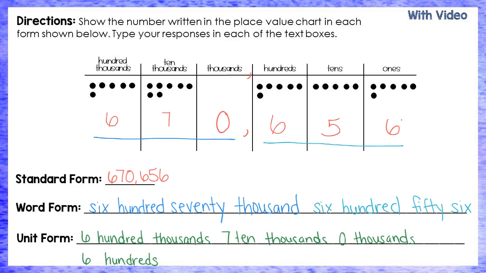Moving on to the tens place, we have 5 tens. There are 5 in the tens place. And in the ones place, there are 6. We have 6 ones. Make sure that everything is typed into your slide for this problem, and then you can move on.